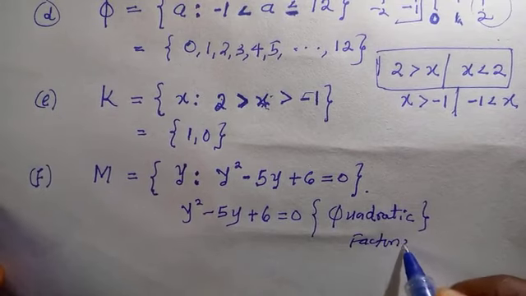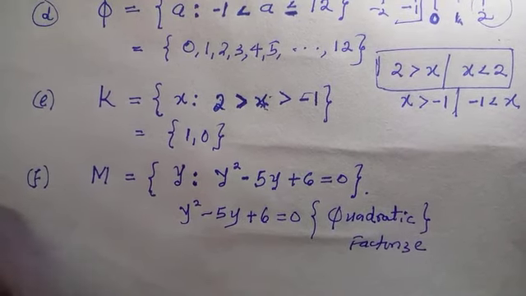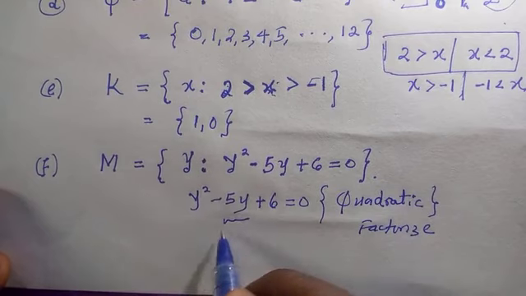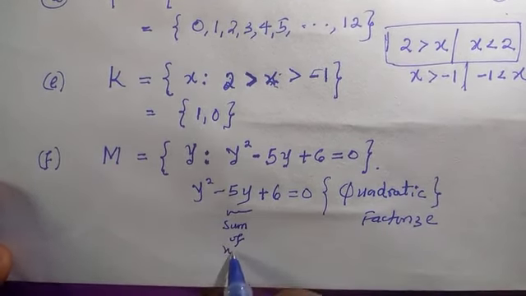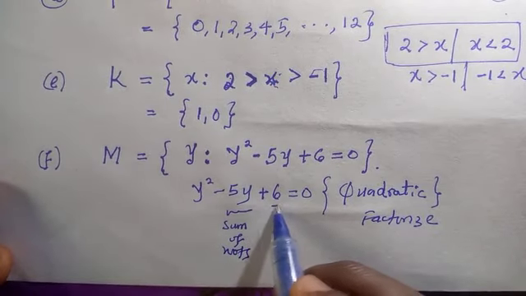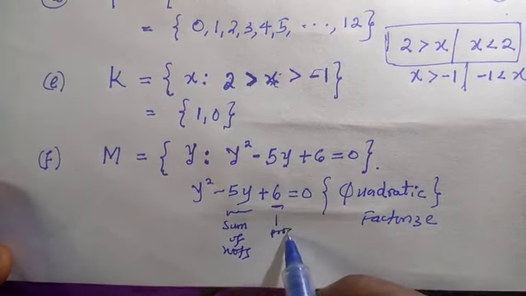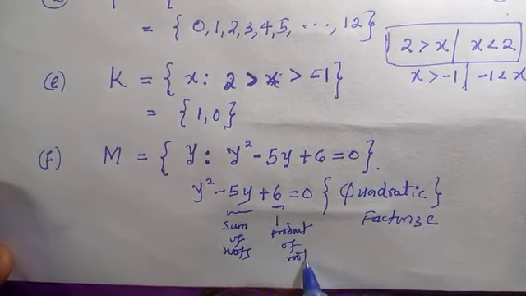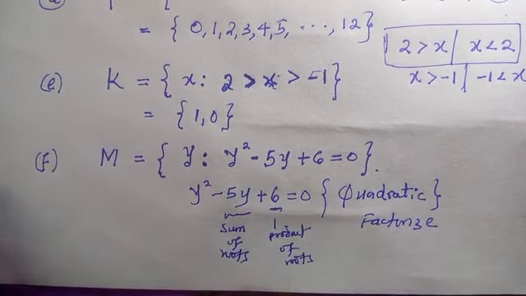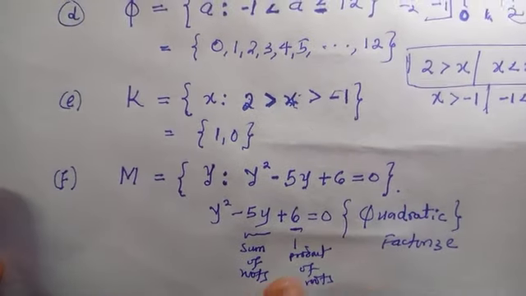And what we can do here is we just try to factorize this just to get the roots. And the roots, I mean here, they are the elements that we are looking for. So the middle term here is the sum of the roots, while the constant term, which is the 6, we call it the product of the roots. Now, how can we get these two things?